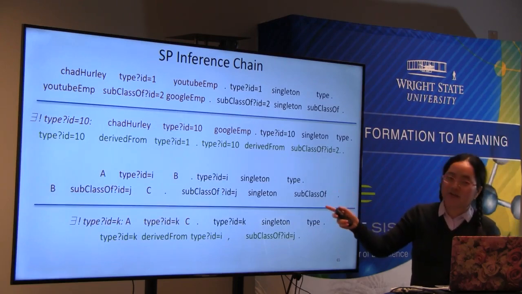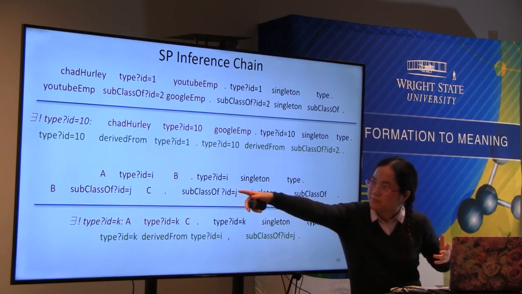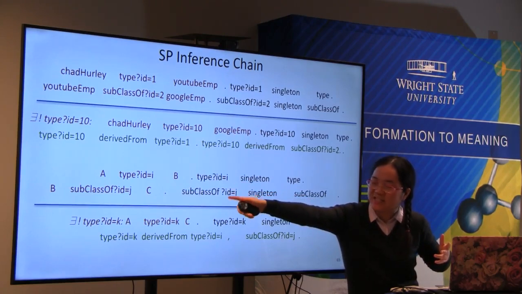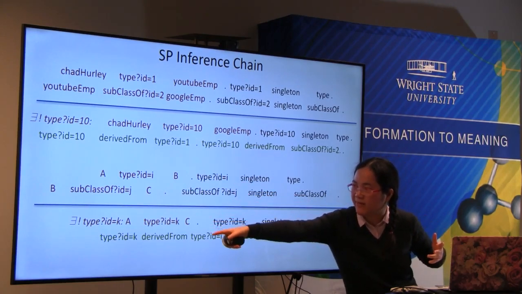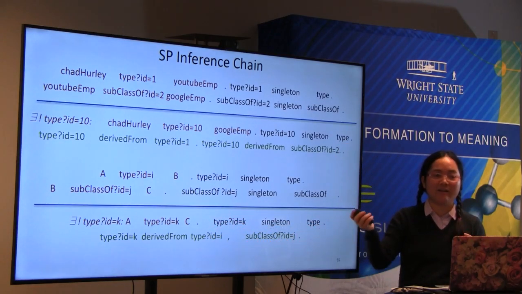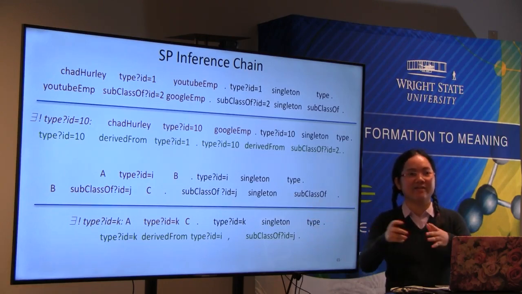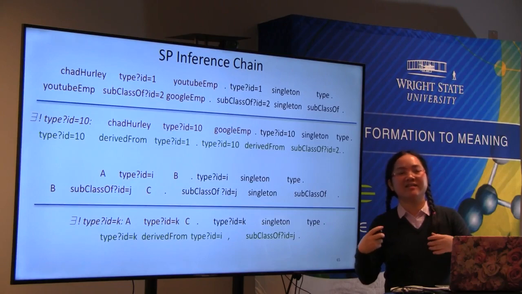And I generalize this into A type B and B subclass of C. This is how we derive it. This is the RDFS rules. There are many other RDFS rules, but I choose only one to present here. The rest can be done in a similar manner.